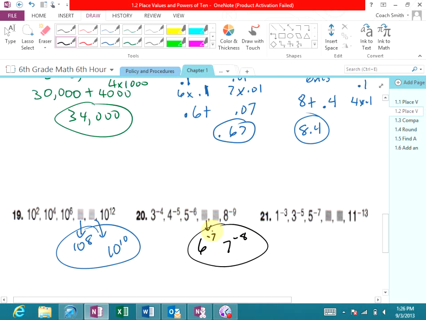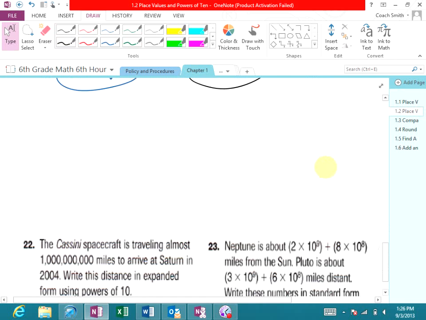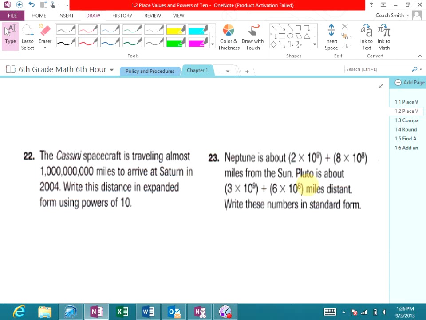All right. Now, last example I'm doing. Then we're going to start on the work. Last example is number 22. Number 22 says the Cassini spacecraft is traveling almost 1 billion miles to arrive at Saturn in 2004. Write the distance in expanded form using powers of 10. So, the place value 1 billion is what as an exponent?